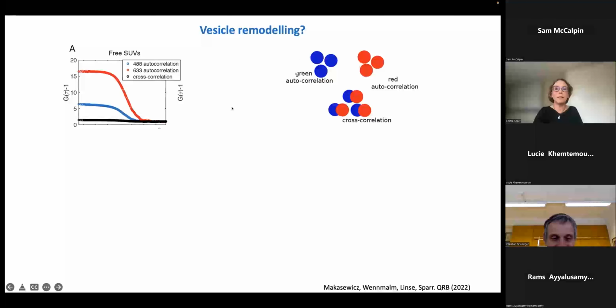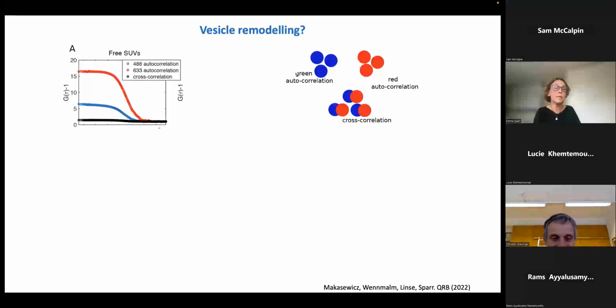Here we had no dye on the protein, but we have green vesicles. They are blue here, for the same reason as before. Red vesicles. And then we record the fluorescence autocorrelation function for one type of vesicles and the other. They are not scaled to each other because the background is different. So this is just the raw data, and the black line here is the cross correlation.